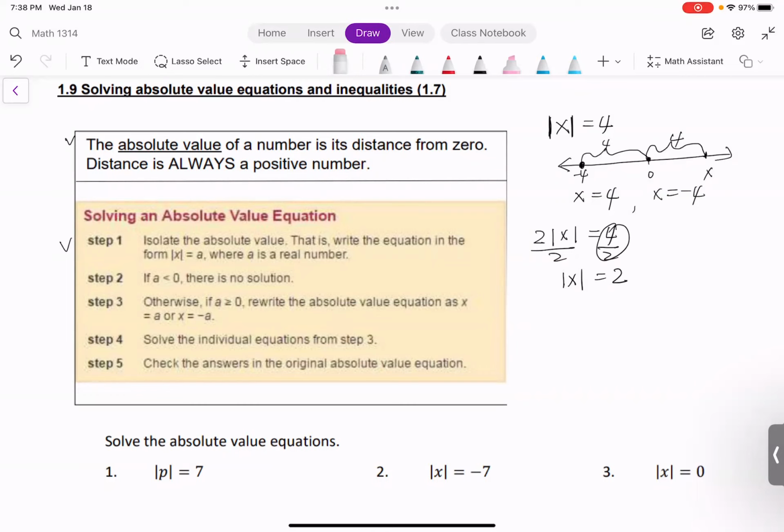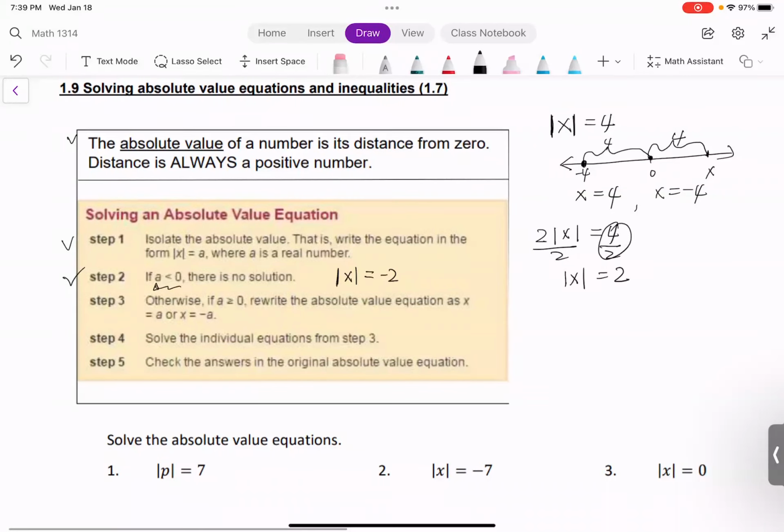Second step, if a is less than 0, for example, if I have absolute value of x equals -2, -2 is less than 0, a negative number. The hash lines mean distance. Can I say distance is a negative number? No, we don't have a negative distance. There's no solution for x.